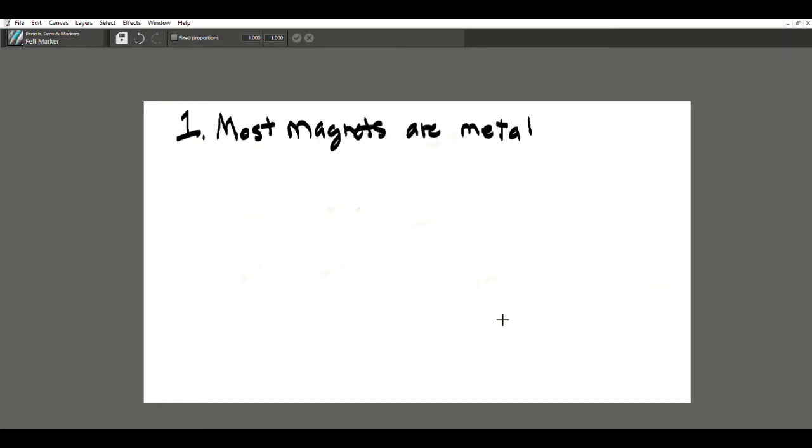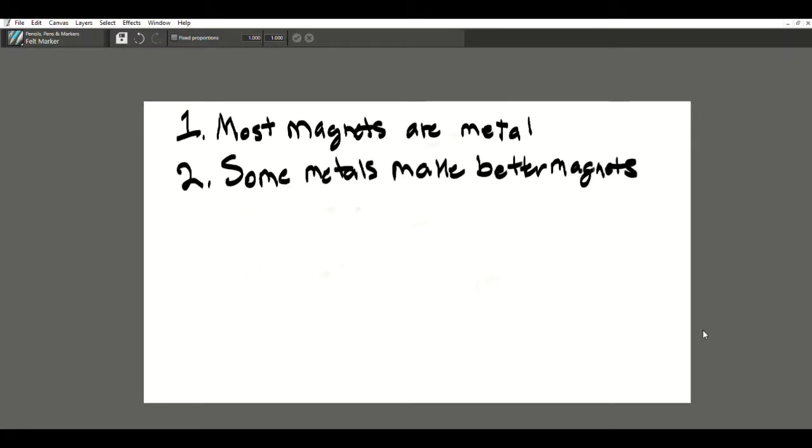So from that video, a couple things became pretty clear, or should have at least. The first is that most magnets are metal, and we'll talk about each of these in turn. The second is that some metals make better magnets than others. For example, those bolts were very effective, but the little copper discs were maybe less effective.